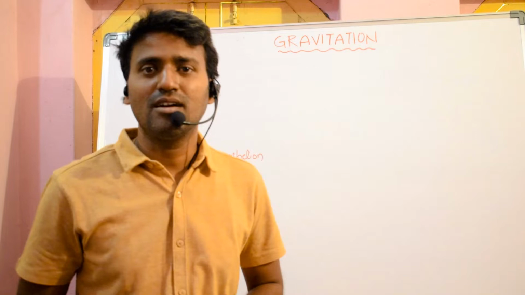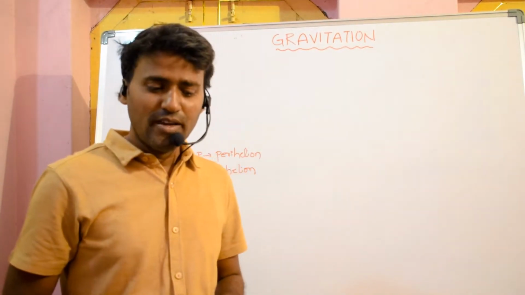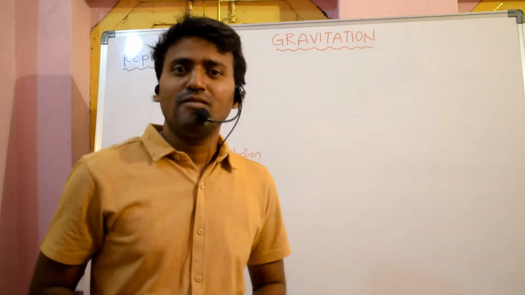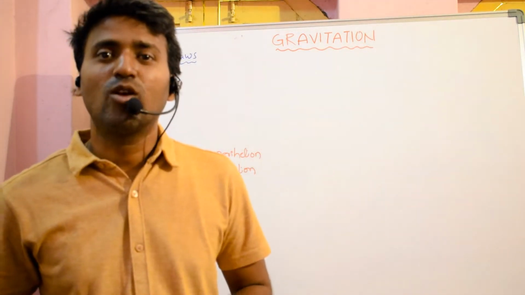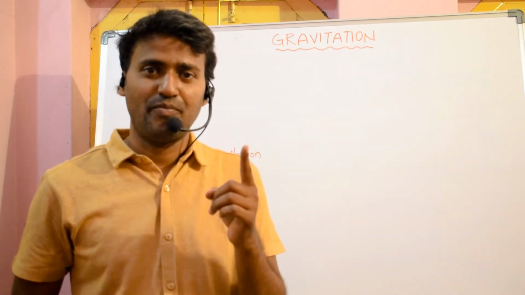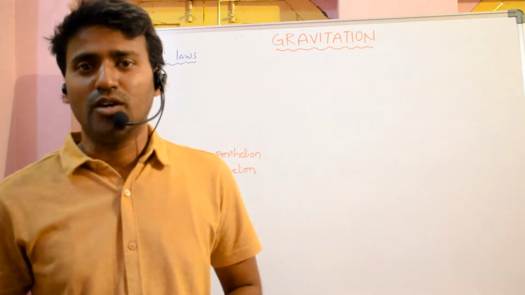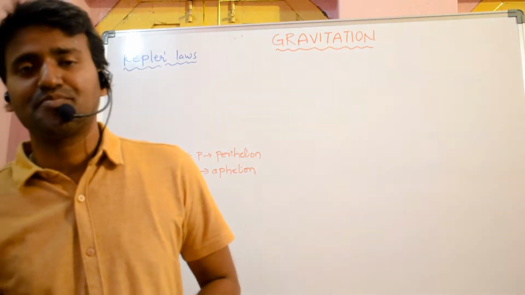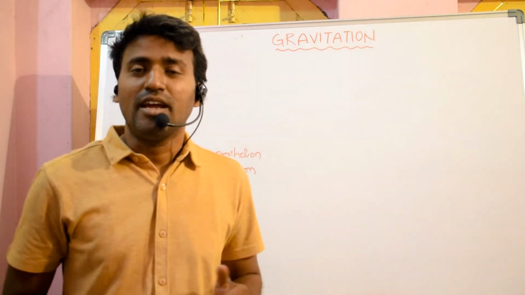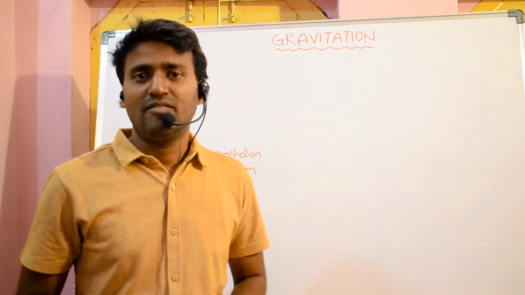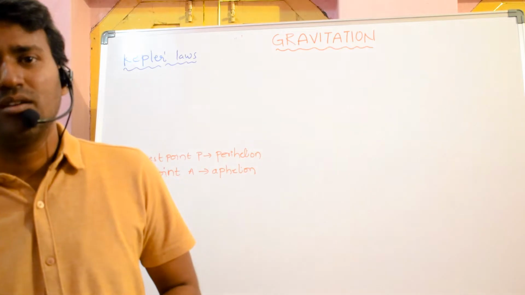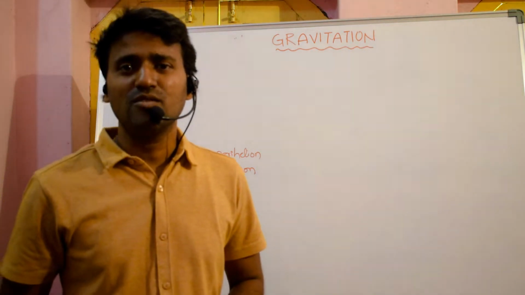The first Kepler law is the law of orbit. According to the law of orbit, every planet revolves around the sun in a particular orbit. That is called the law of orbit, or Kepler's first law.